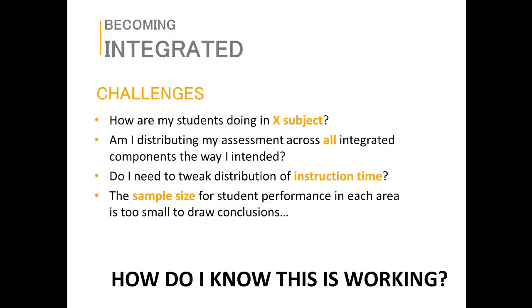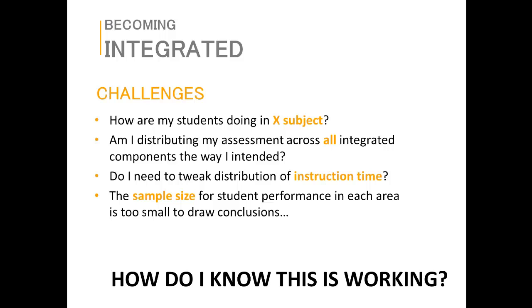But when you came to assessing all of that, did you forget biochemistry? Did you forget pathology? Did you forget some procedural skill or something like that? Are you assessing everything across those areas the way you intended? How do you know whether or not one thing is dominating your assessments versus others that still need to be assessed just as equally? The other thing is, do you need to tweak distribution of instruction time?